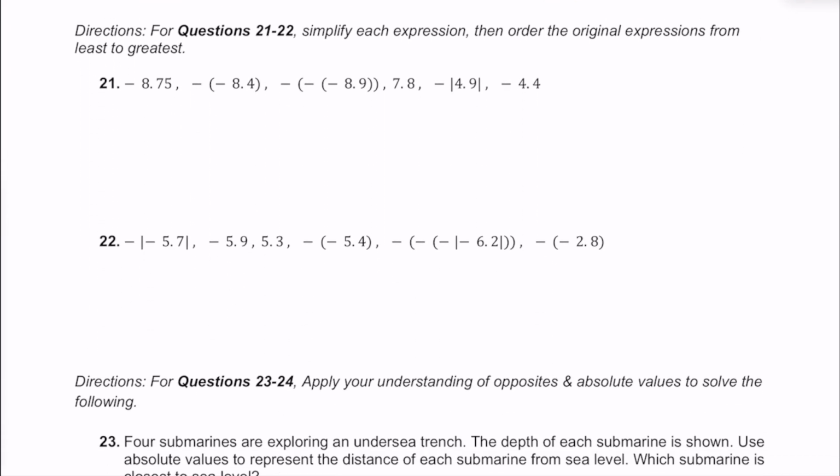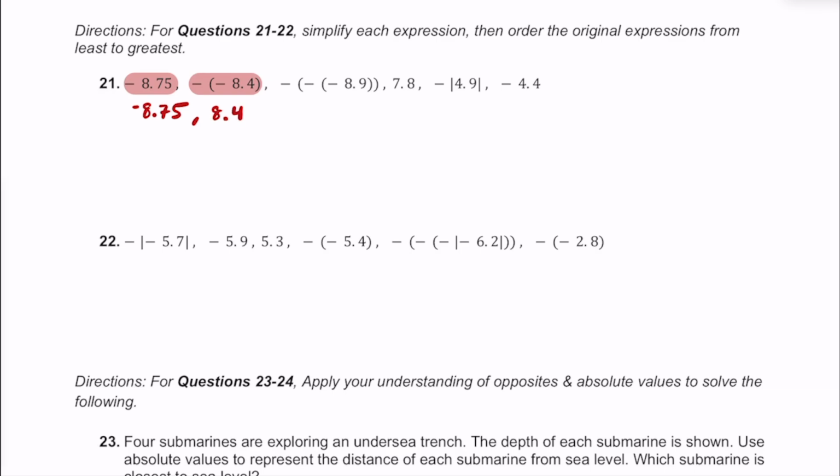For questions 21 and 22, let's go ahead and simplify each expression, then order the original expressions from least to greatest. All right, so if we take a look at this negative 8.75, can't really do anything with that. It's just the opposite of 8.75, which is negative 8.75. If we go ahead and take a look at this next expression here, we have this opposite of 8.4. That we can just go ahead and simplify to say that's going to be positive 8.4.